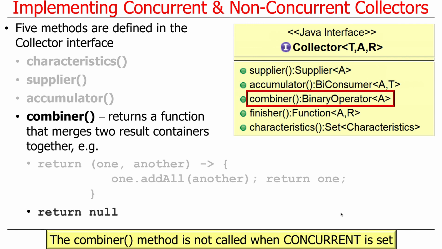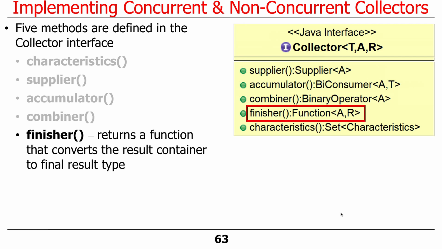If it's a concurrent collector, then the combiner method is a no-op because we're just accumulating everything into the collector directly, and there's no need to combine it later. So you can just return null. So it's basically a no-op.